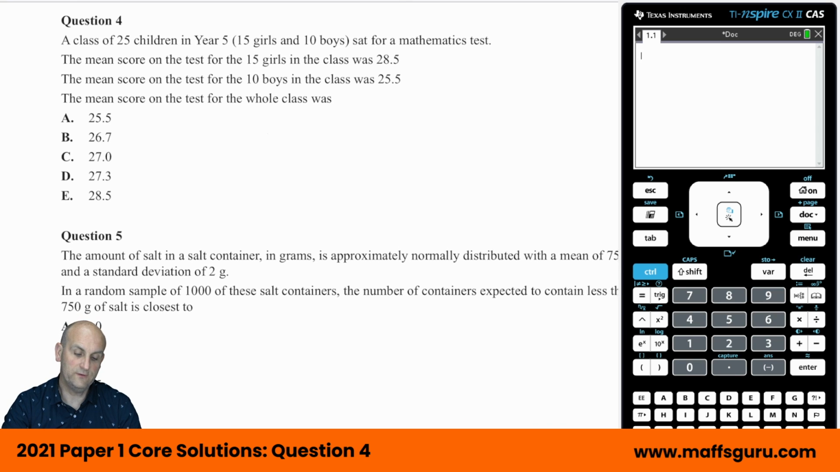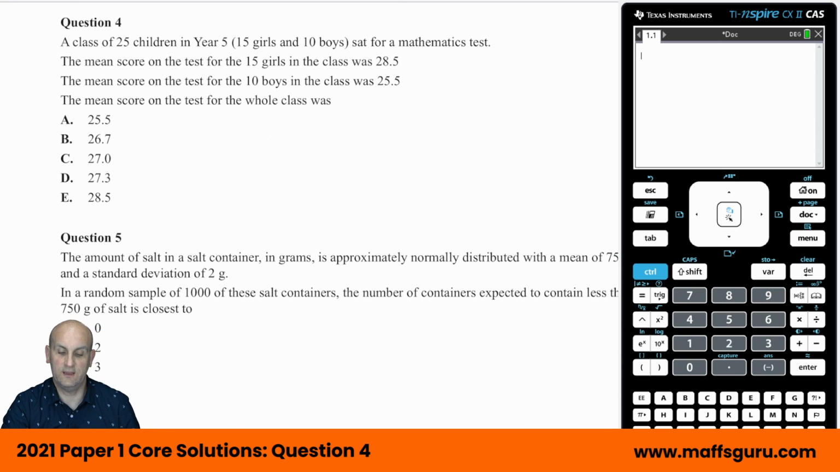A class of 25 children in year 5, 15 girls and 10 boys, sat for a maths test. The mean score for the 15 girls in the class is 28.5. The mean for the 10 boys was 25.5. The mean test score for the whole class is, this is a bit of a trick.